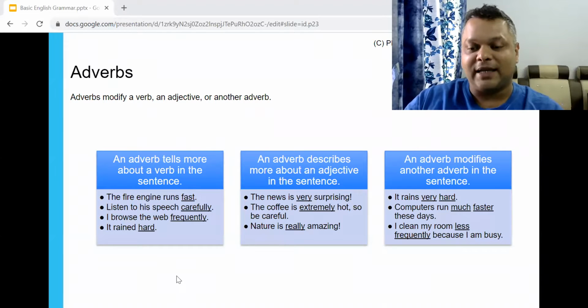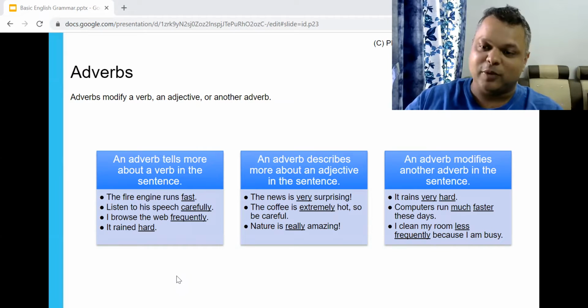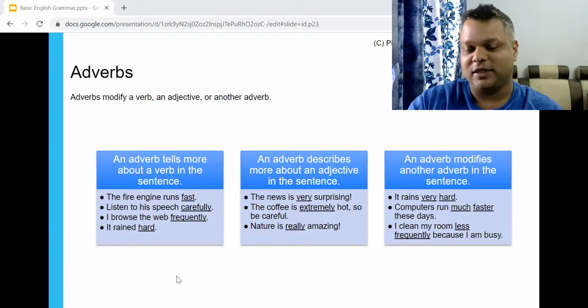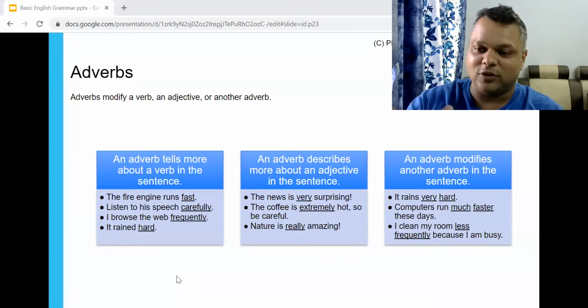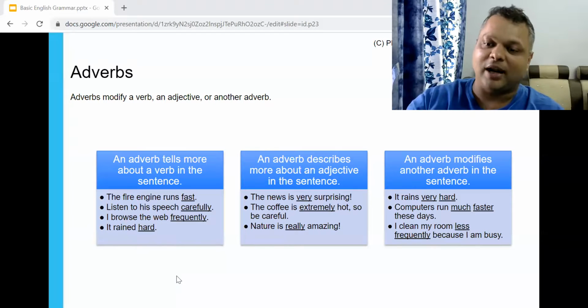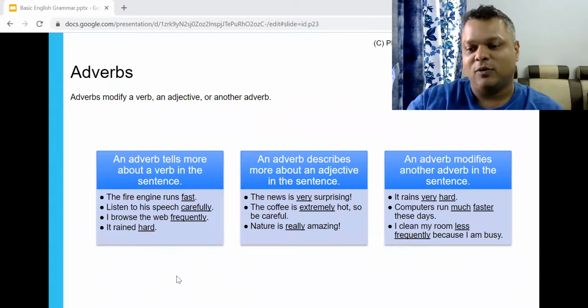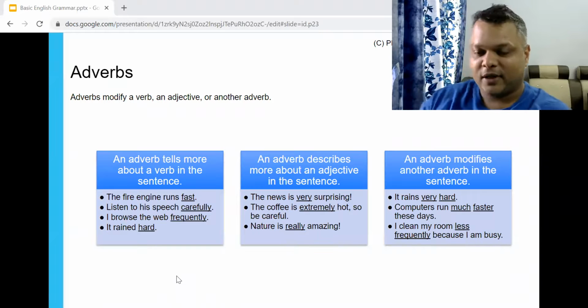Similarly, I clean my room less frequently because I am busy. अभी मैं ये भी बोल सकता हूं, I clean my room frequently because I am busy, right? But I want to stress on the fact that I am so busy that मैं frequently भी नहीं कर पाता हूं. I clean my room less frequently because I am busy. So these are situations when an adverb is describing another adverb, is also a scenario which we are trying to understand here. Is this clear now?